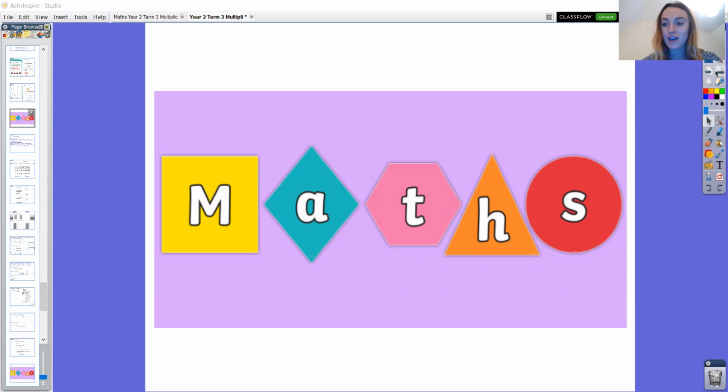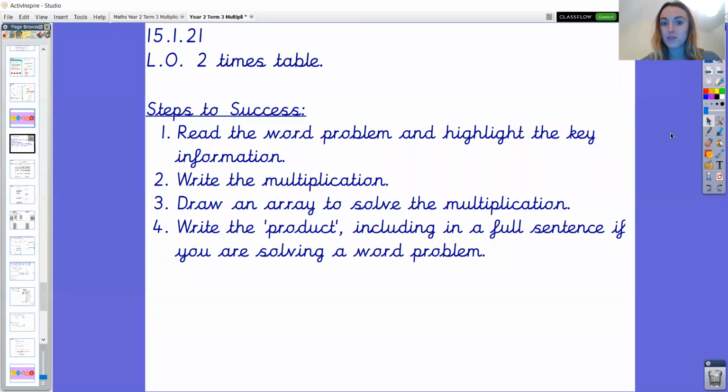Welcome to our next maths lesson. So today we're focusing on the 2 times table again. So please can you pause your video here and write the short date 15.1.21 and the learning objective 2 times table.